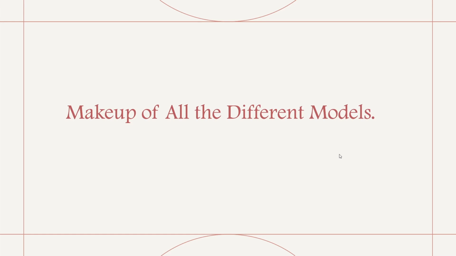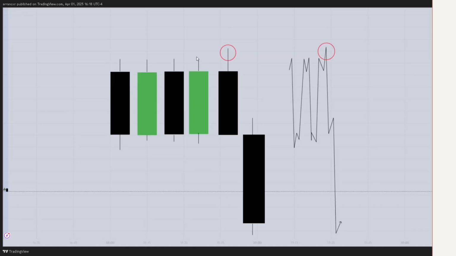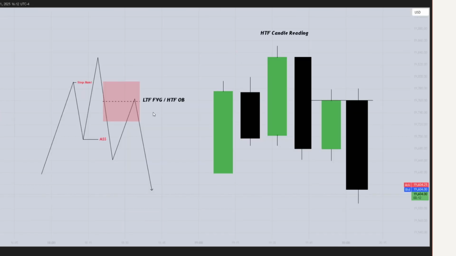So let's look at the makeup of all the different models, right? So we have the power of three. First things first, people usually want to enter at the end of the manipulation so that they can gauge the distribution, right? That's just a smart reversal. This is very simplified. We have the turtle soup right here, and it is a bit of a bad drawing, but the main point is to understand how the accumulation and the turtle soup, in which the wick leaves the damage, is basically the same as a smart reversal.